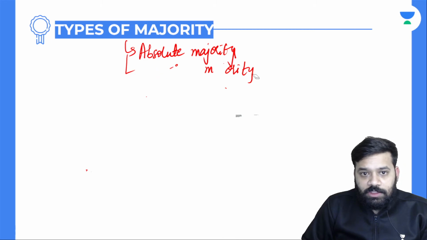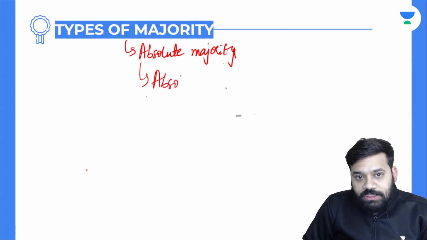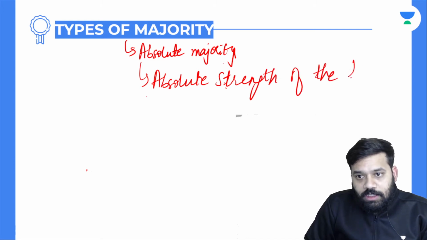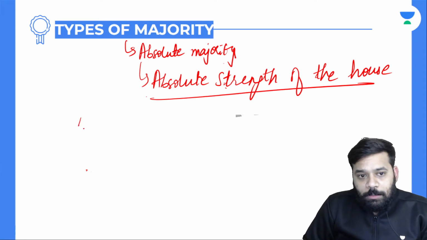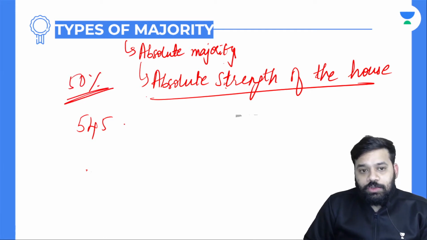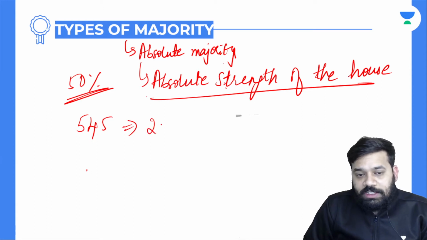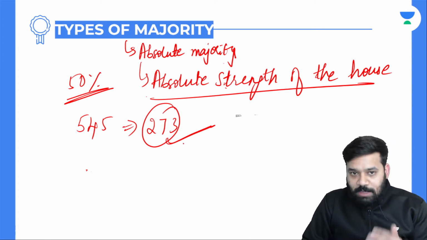So the first type of majority, that is absolute majority. What is absolute majority? Absolute majority refers to absolute strength of the house. So absolute strength, it refers to complete strength of the house. So what is absolute strength of the house? Let us assume the number of members in Lok Sabha is 545. So 50% of the absolute strength of the house is going to be around 272.5, that is 273. So 273 is the absolute majority required for a bill to be passed if the bill requires absolute majority.